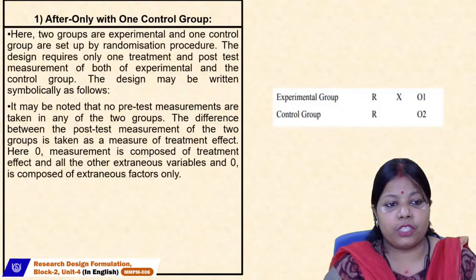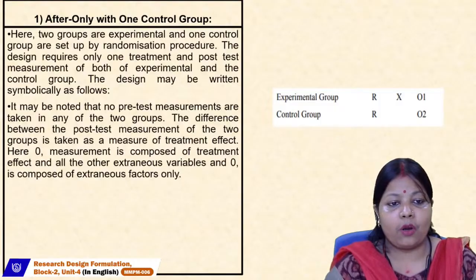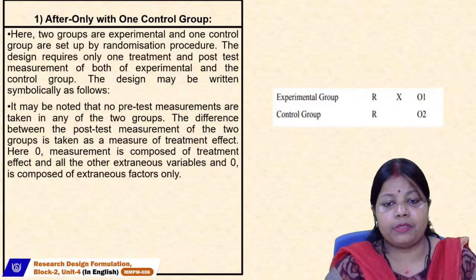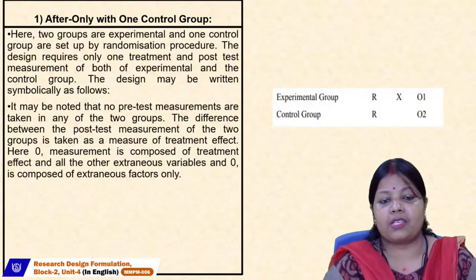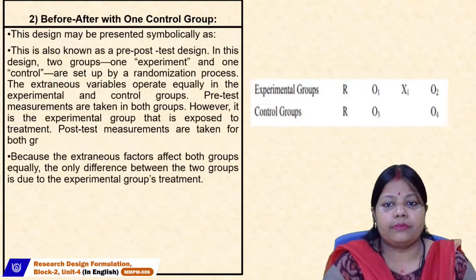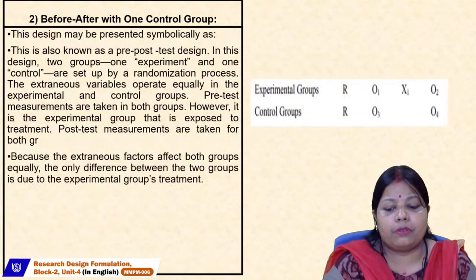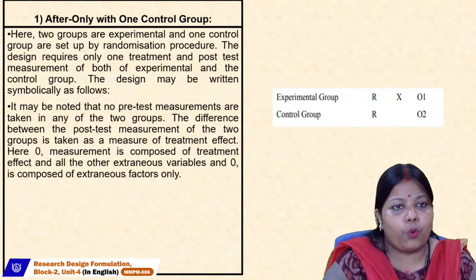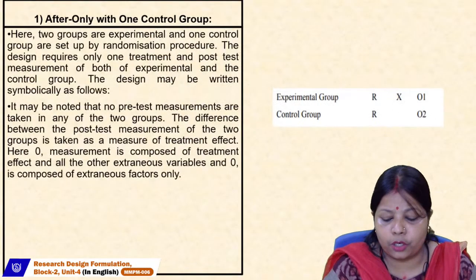And here O1 measurement is composed of treatment effect and all the other extraneous variables, and O2 is composed of extraneous factors. We can clearly see here. That was about after only with one control group.